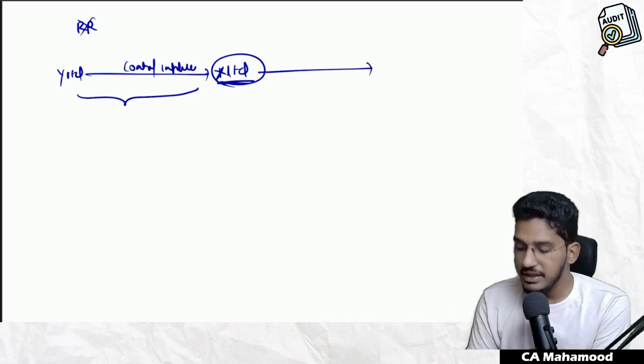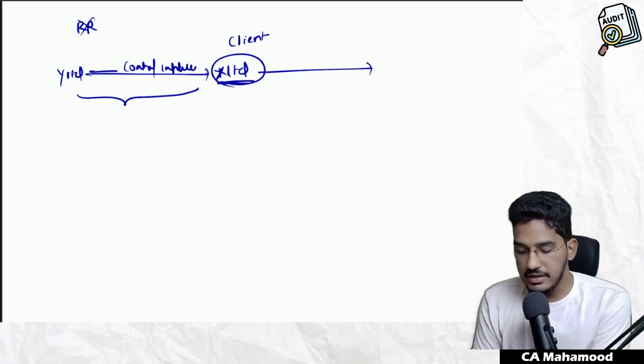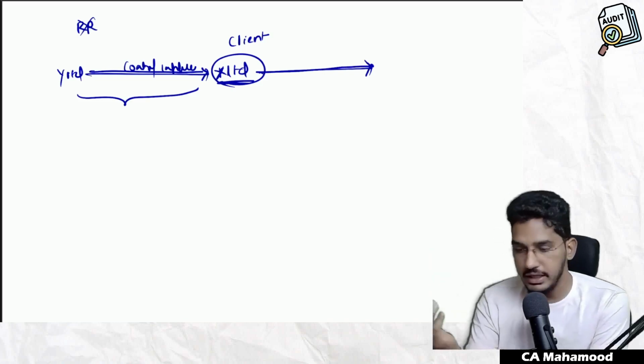Or X Limited is controlling someone. So your client company is X Limited. So either someone is controlling your client entity, or your client entity is controlling or having a significant influence on another entity.